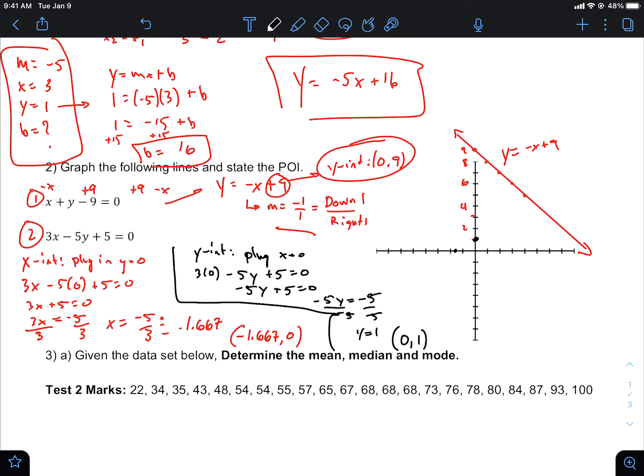How many points do you need to make a line? 2. You're good. So then you can connect those. You should find they intersect right there. So the point of intersection will be 1, 2, 3, 4, 5, and 4.